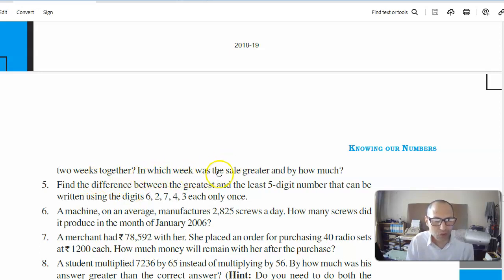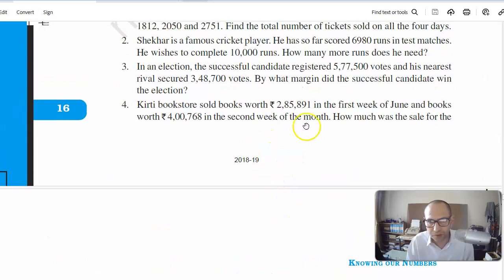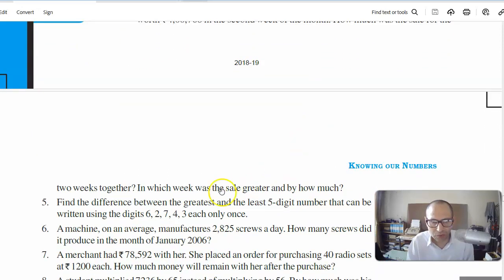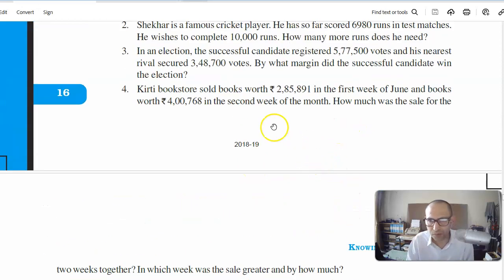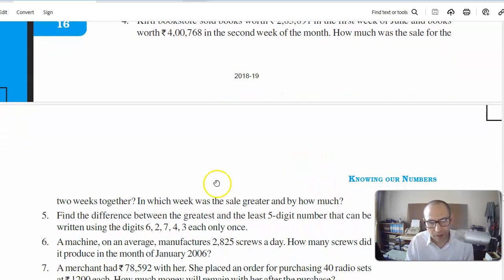And in which week was the sale greater and by how much? So the total sale for the 2 weeks together, if you want to calculate that, you would simply add the two numbers together, and the unit would be in rupees, meaning so many rupees added together would be the sum of the two numbers in rupees, right? And then you want to know in which week was the sale greater.